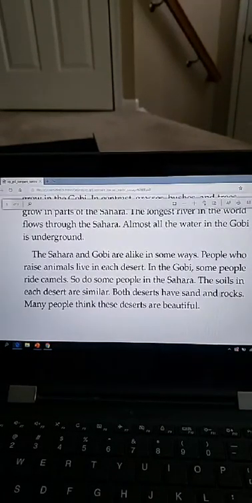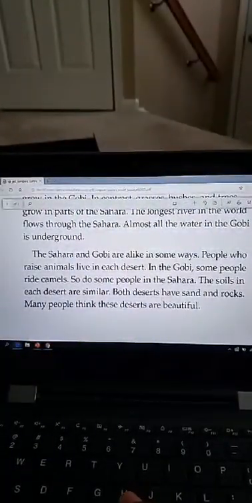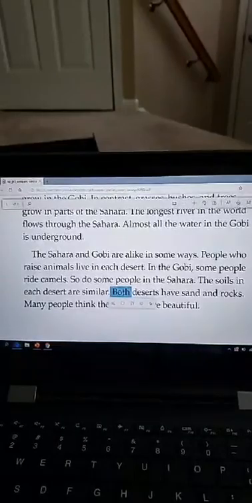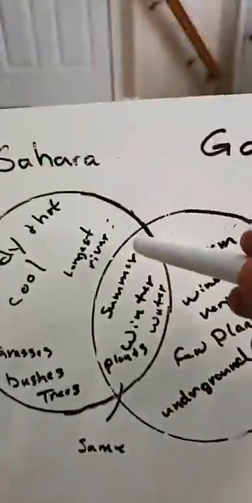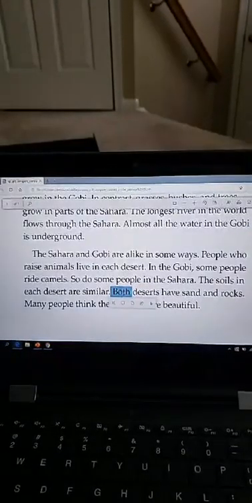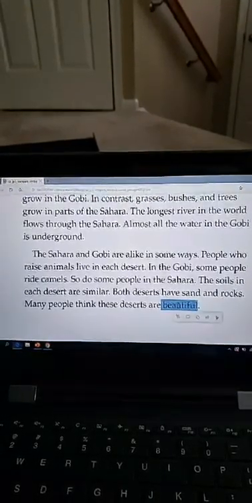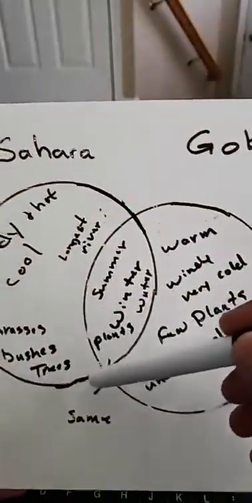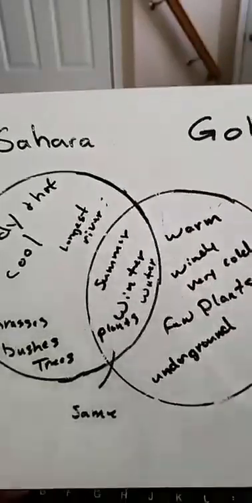Both deserts have sand and rocks. Many people think these deserts are beautiful. So there's another word, both, that tells how two things are alike or similar, have sand and rocks. So here on the double bubble, where they compare, we will write sand and rocks. And it says, many people think these deserts are beautiful. So last, we will write the word beautiful on the Venn diagram, on the area that overlaps in the middle part, which compare.